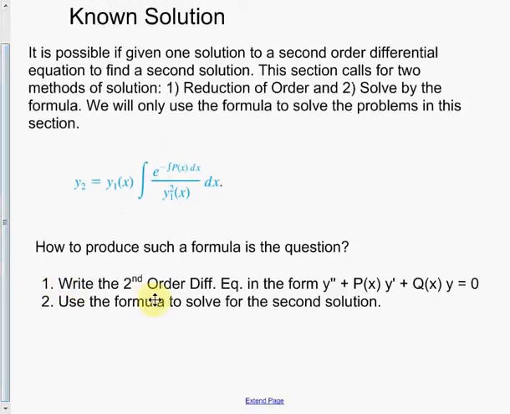Here, write the second order differential equation in the form y double prime plus p of x, some function of x, times y prime plus some function of x again, q of x, times y equal to 0. Now here's what that means.